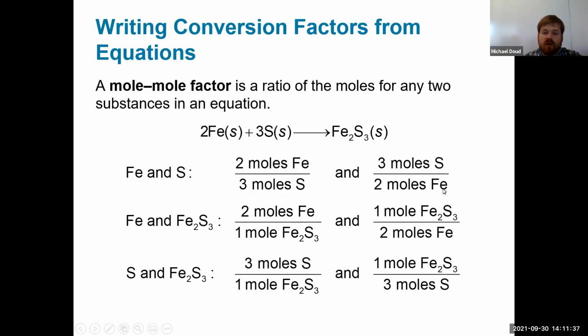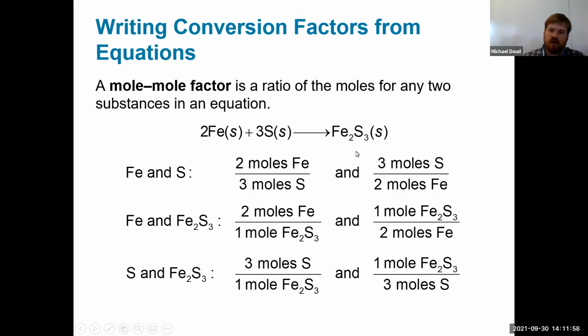So in that way, we can convert from the number of moles of iron we have to the number of moles of sulfur that we need. Now, let's say that we want to calculate the amount of product that we would make. Well, we know that for every 2 moles of iron, we produce 1 mole of iron(III) sulfide. So that's a way that we can predict, from a given amount of iron, the amount of product that we would make.